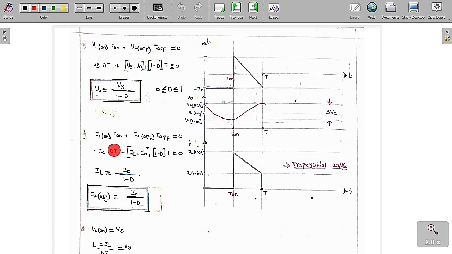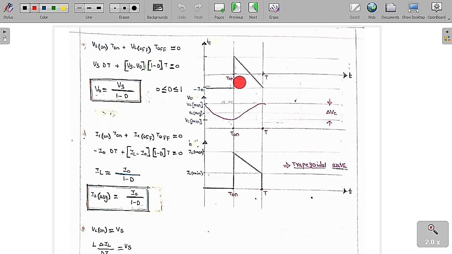I have already told you for a capacitor, the average value of the capacitor current is always equal to 0. So IC on into T on plus IC off into T off is equal to 0. But IC on is equal to minus I naught, T on is equal to DT, plus IC off is equal to IL minus I naught, into T off, which is 1 minus D into T, is equal to 0. If we solve this, we get IL average is equal to I naught by 1 minus D. So the average value of the inductor current in this case is I naught by 1 minus D.